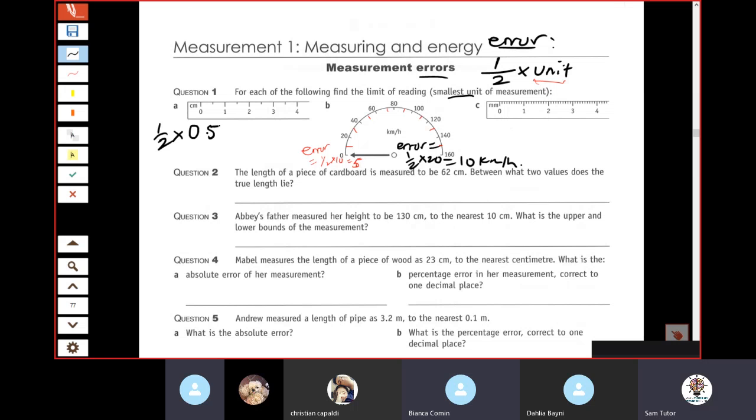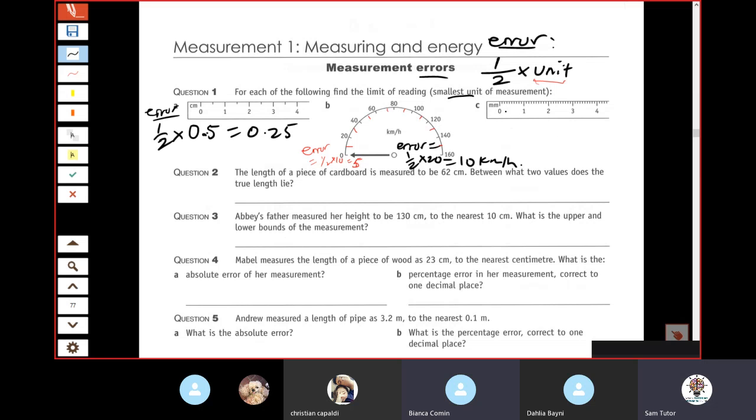0.5. Does anybody not agree with that? Okay. The answer to this becomes 0.25. So obviously it says find the limit of reading. The limit of reading is just half. I'm not interested in just the half. I'm trying to answer the error bit as well.